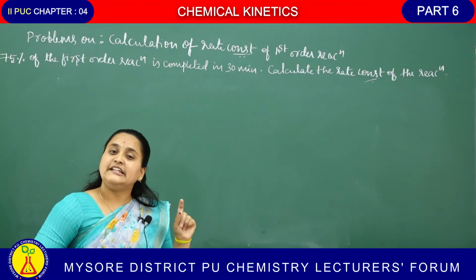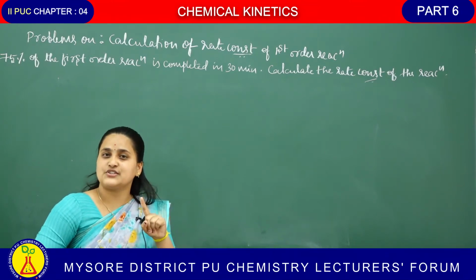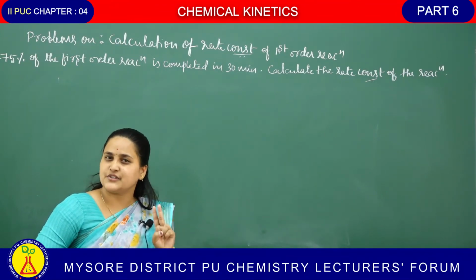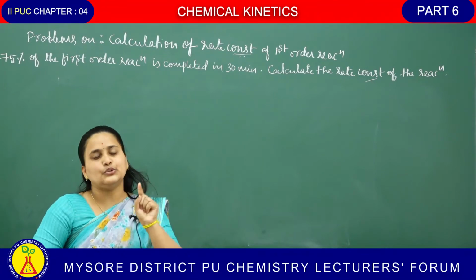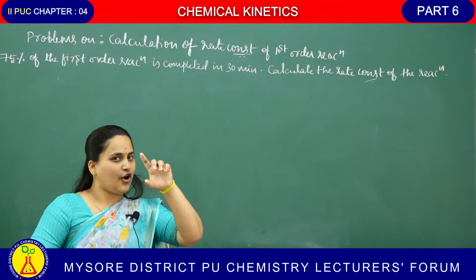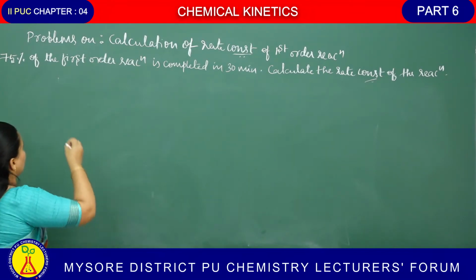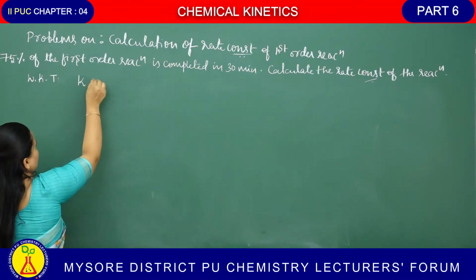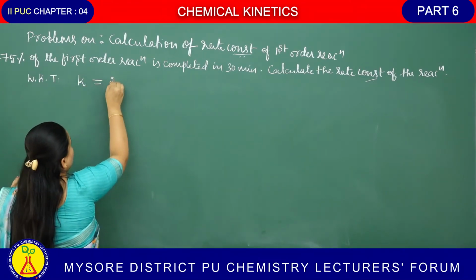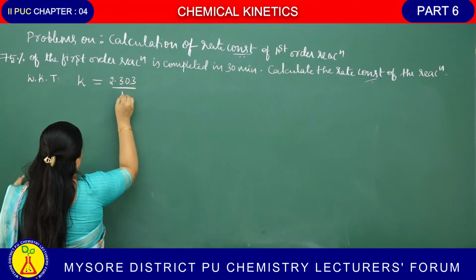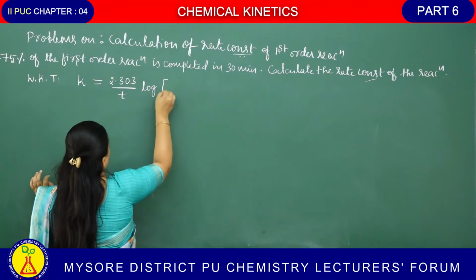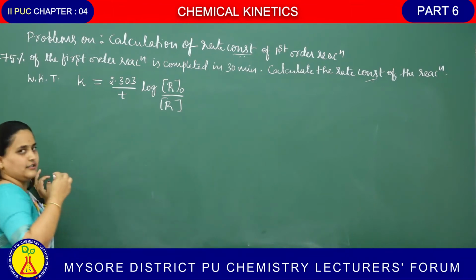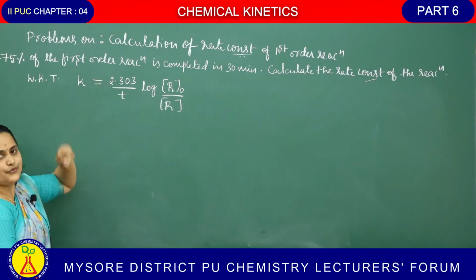What is the formula? The integrated rate equation for a first order reaction, meaning the rate constant formula for a first order reaction, is K is equal to 2.303 divided by t, log R naught divided by R. First we have to take that formula. We know that K, the rate constant for a first order reaction, is equal to 2.303 divided by t, log of molar concentration of R naught divided by molar concentration of R. This is the rate constant formula for a first order reaction.